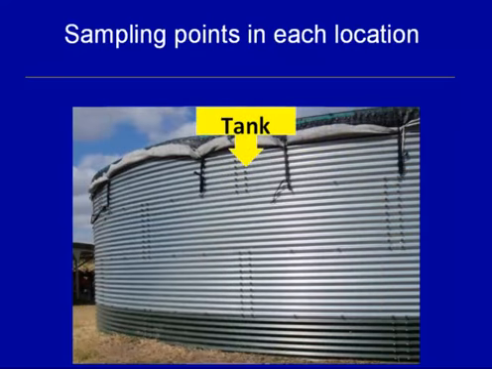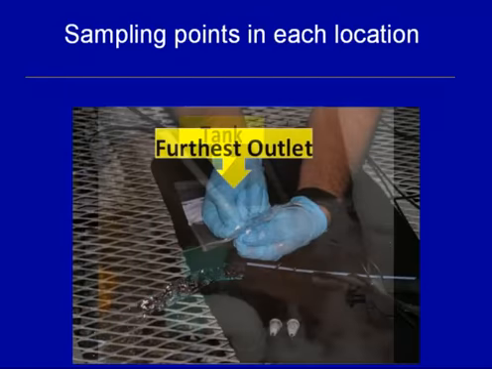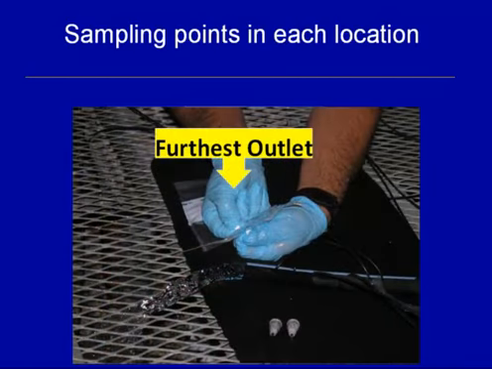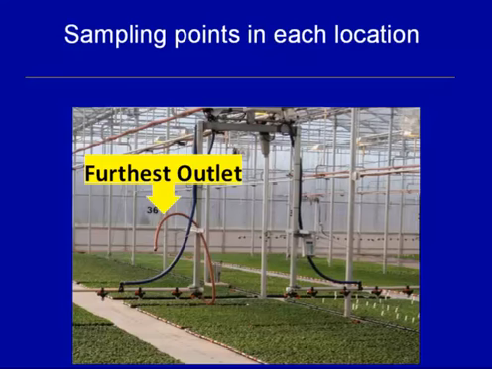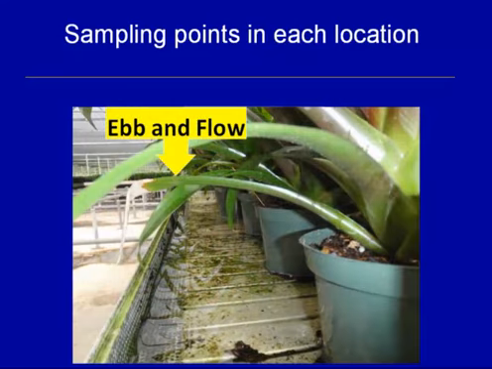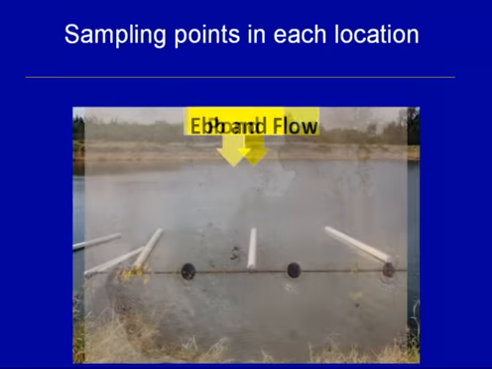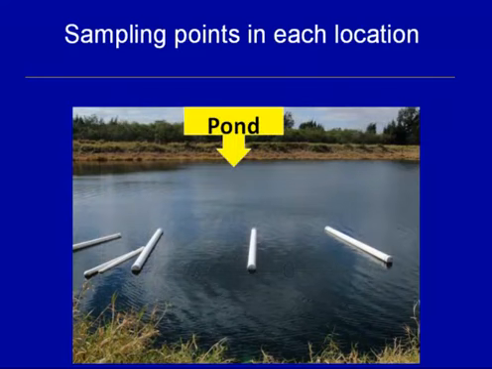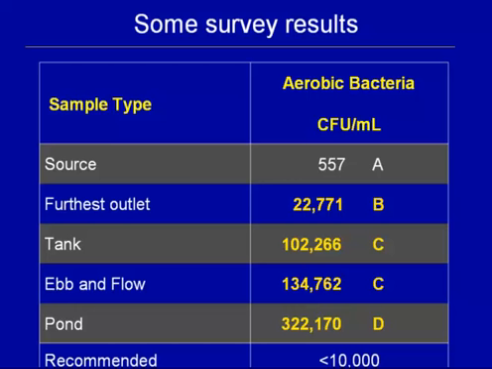Any holding areas such as tanks. Here's a sub-irrigation tank from a flood floor. The furthest outlet away from the water source. Here we're looking at a dripper, it could be on an irrigation boom and so on. On the floor or bench itself, where you're going to get plant parts and peat material and so on, and also catchment ponds.